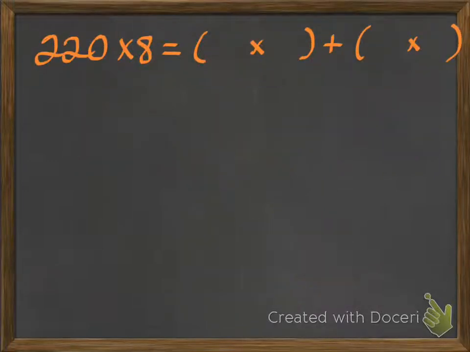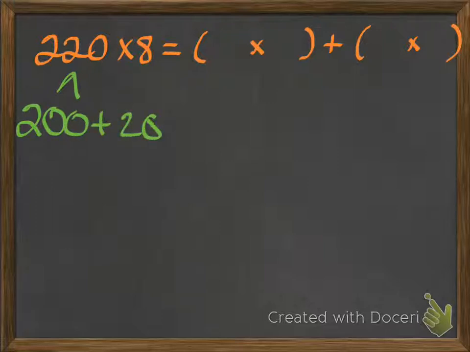All right. 220 times 8, how would you break that down? Okay, did you change 220 to 200 plus 20? That's what I would do. And then multiply it times 8. So I'm going to multiply 200 times 8 and then 20 times 8.